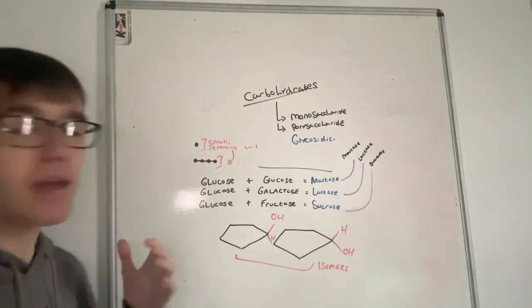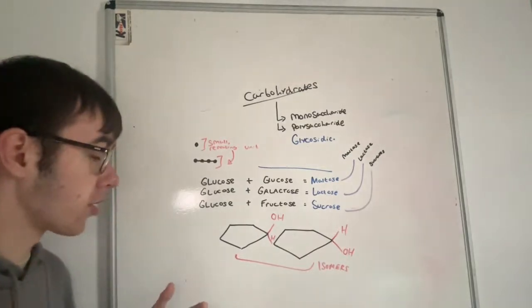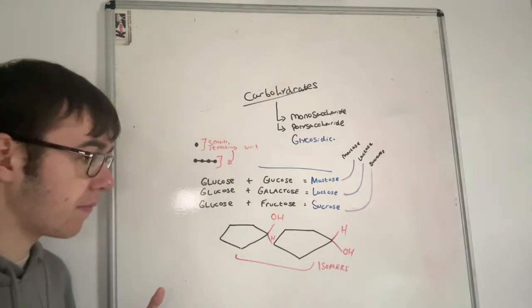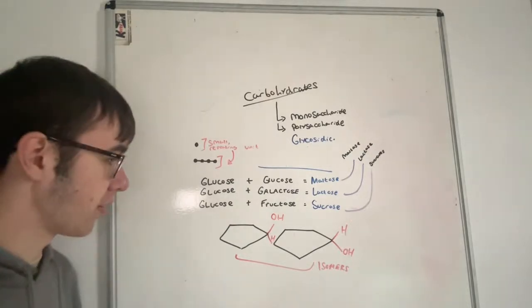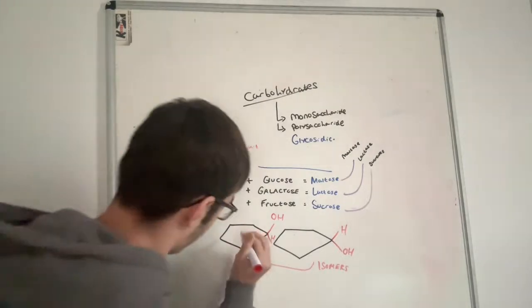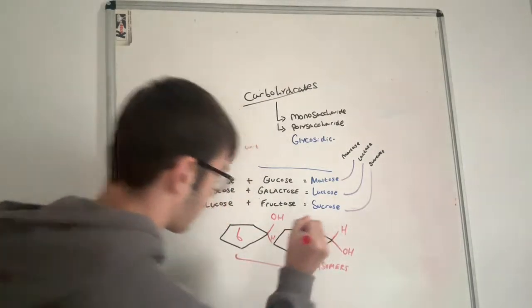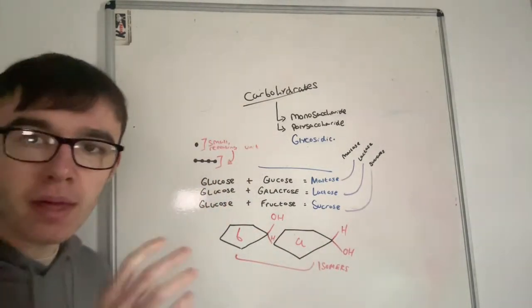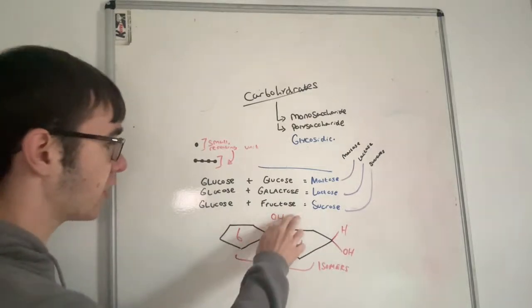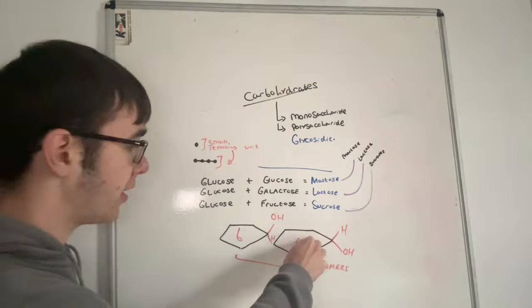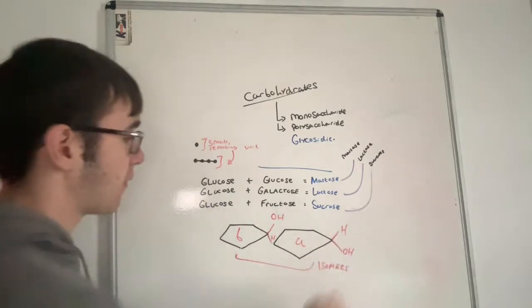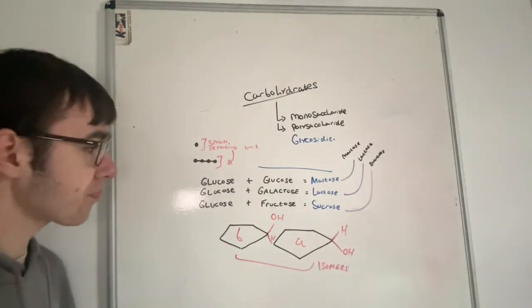They are made up of the exact same molecules, but arranged differently. So this is beta glucose. This is alpha glucose. And we can tell because beta glucose has the hydroxyl on the top right. In alpha, the hydroxyl is on the bottom right.